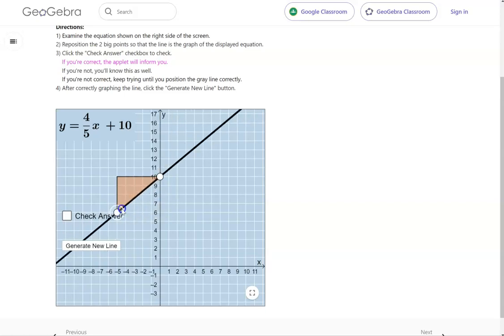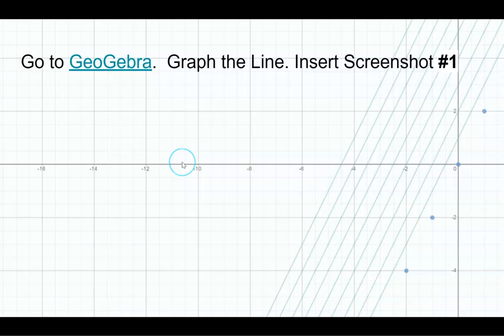Let's see if I'm on 6, yeah. That should do it. And then it will still work. So right 4, up 5. Let me do it that way. Up 4, right 5 also works. Okay, and so they'll take a screenshot. So that's basically these slides.